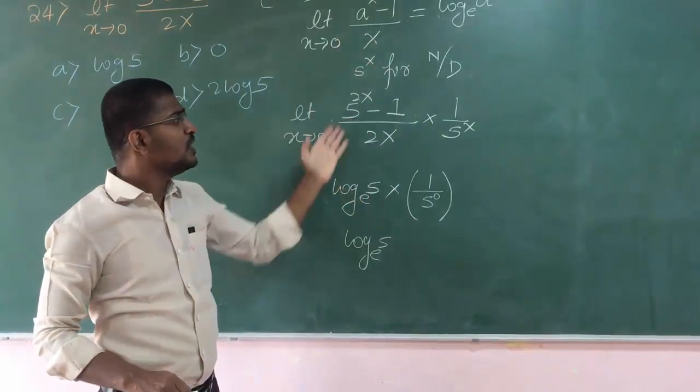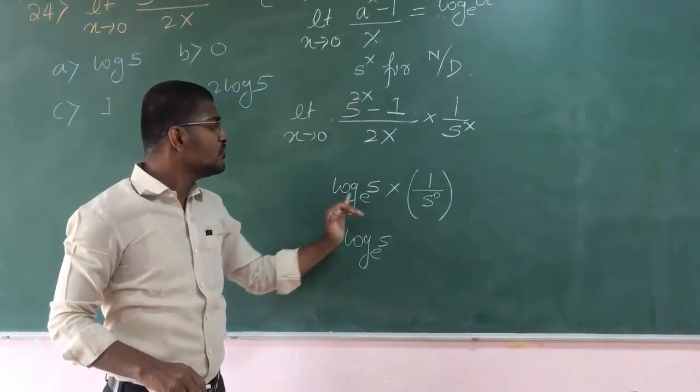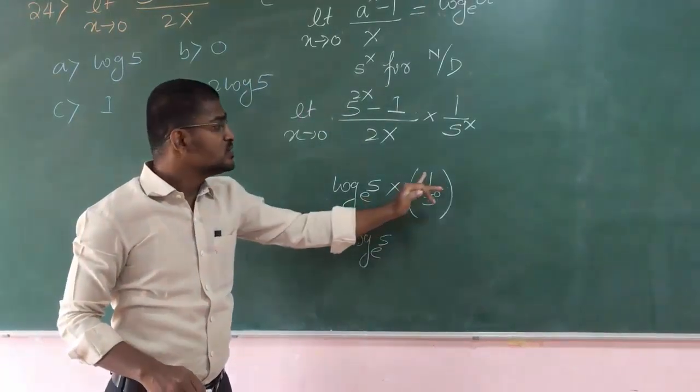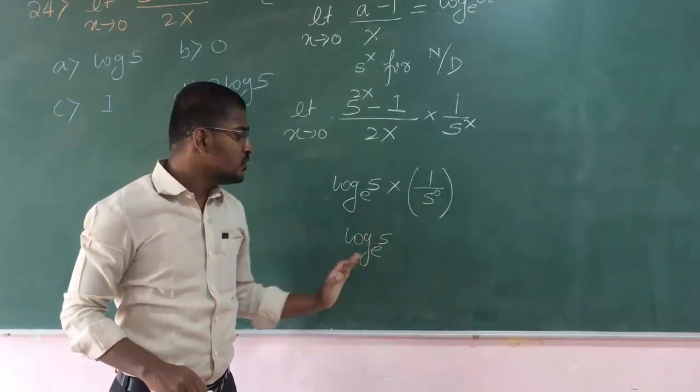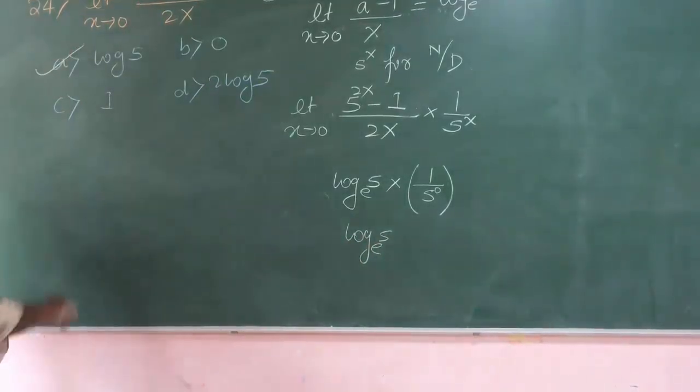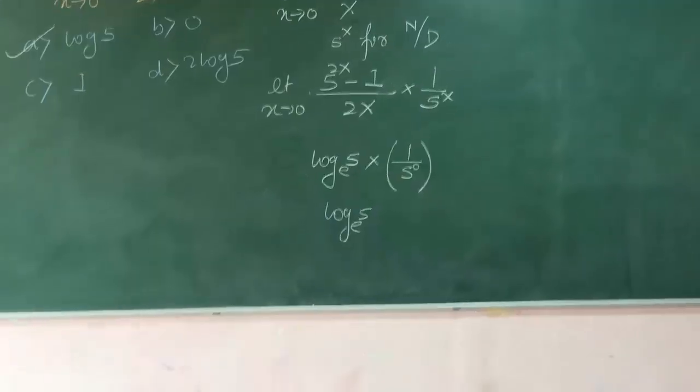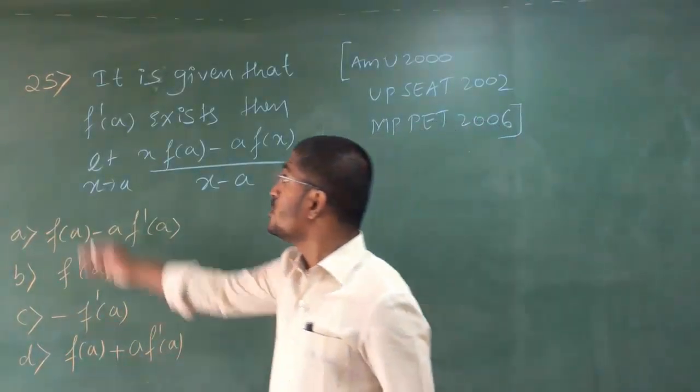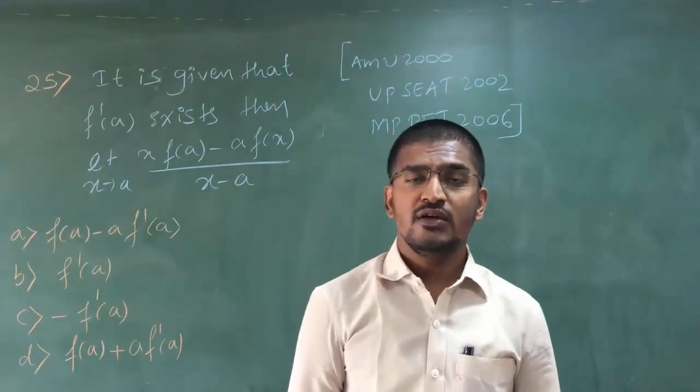So further you solve the limit. This will be equal to what? Log 5 to the base e, and this will be 1 by 5 to the power of 0. So your answer is log 5 to the base e. Option A. Now let us go for question number 25.